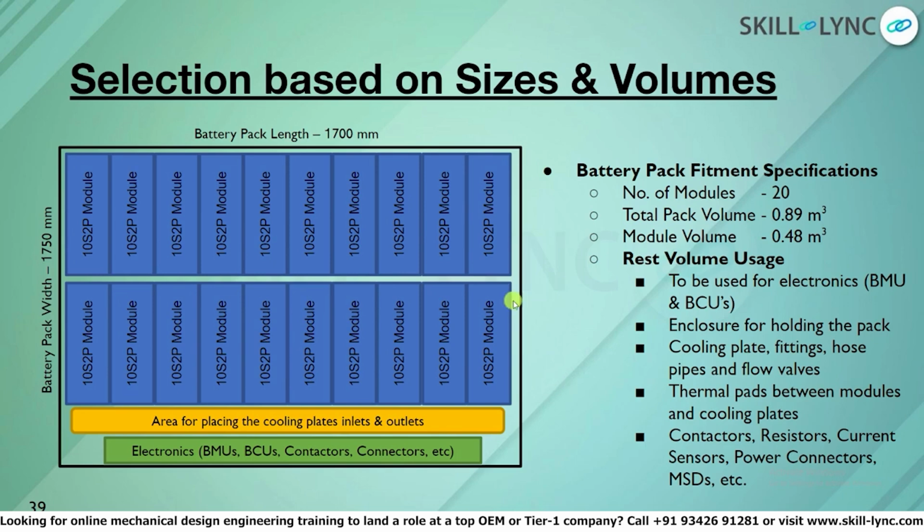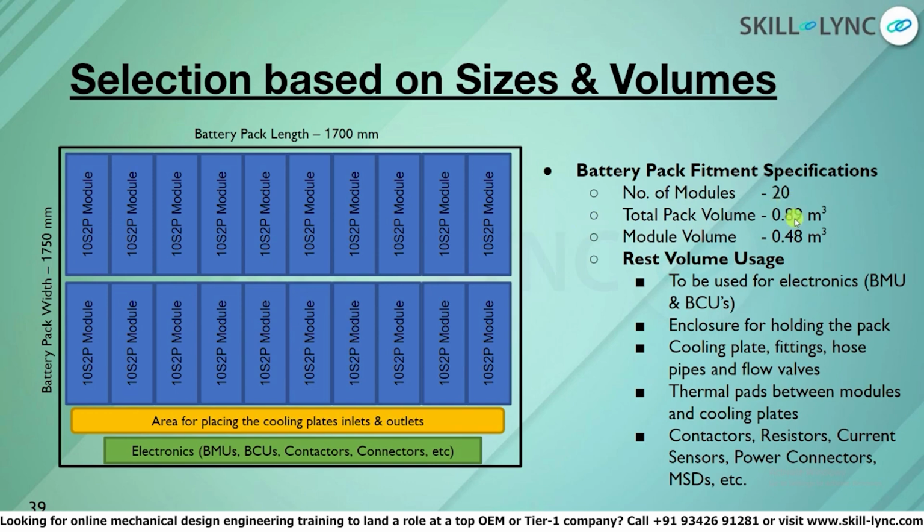Now we have a battery pack which has a length of 1700 mm, a width of 1750 mm, and a height along the Z axis of 0.3 meters, and we have 0.2 meters assumed, so I think we'll have sufficient space on the height. So if we see over here, now let us consider the volumetric efficiency of this whole thing.